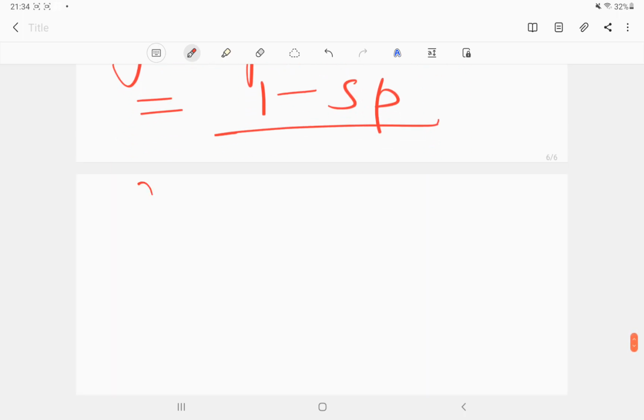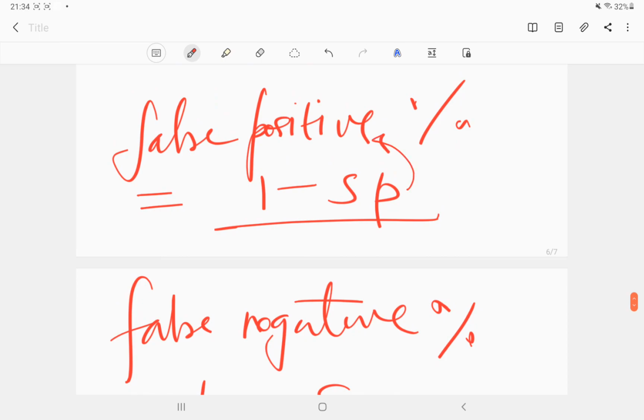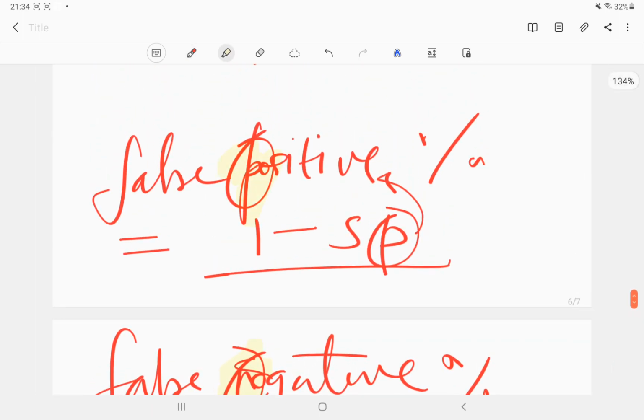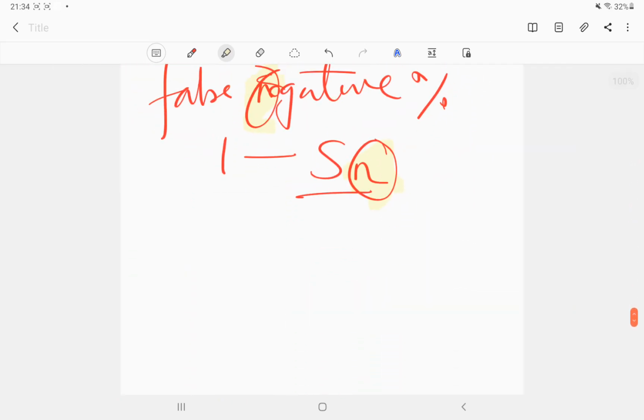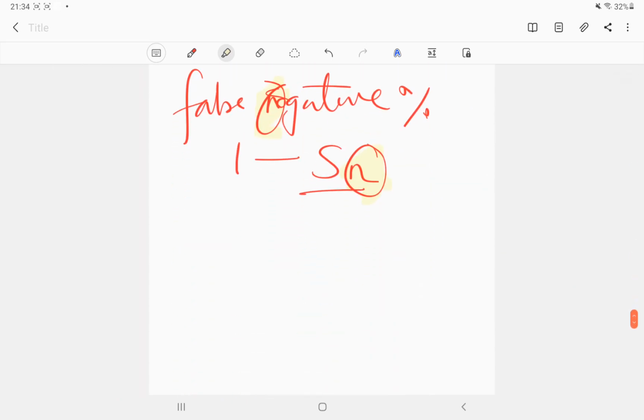Okay, and similarly false negative percentage is equal to 1 minus sensitivity. So it's very simple. False positive has a P, so you can remember like that, and this one has an N, so you can remember like that. Okay, derivation is all fine, but you also need to remember. So for remembering we use these acronyms or mnemonics. Okay, so we're done with all the formulas regarding the 2x2 table.